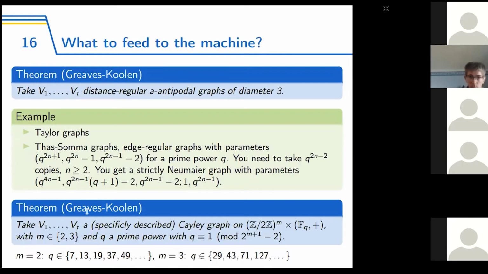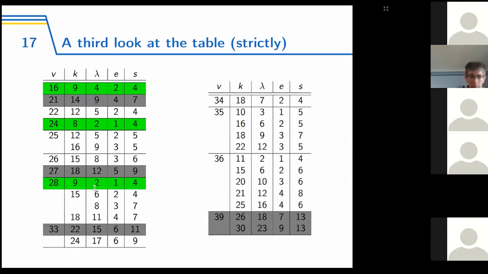So that's what was known. And you can see, if you look at the table, there are some parameter sets. I showed you the graph on 24 vertices. I showed you the graph on 16 vertices. So there are some parameter sets for which the graph is known to exist. That still leaves open a bunch of others. So there are a lot of parameter sets still to be settled.